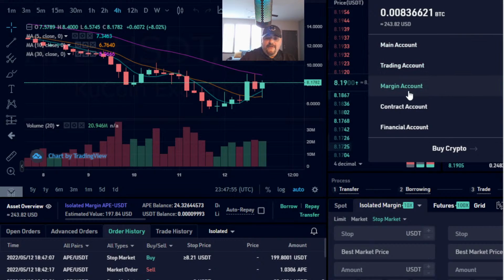Right? To check that we are in here, we're just going to click our margin account. And now that we have this here, we should have basically set up to where we have $200 worth of USD and liabilities, but we also own $200 worth of ApeCoin, right? And that's going to show us on our margin account right now.